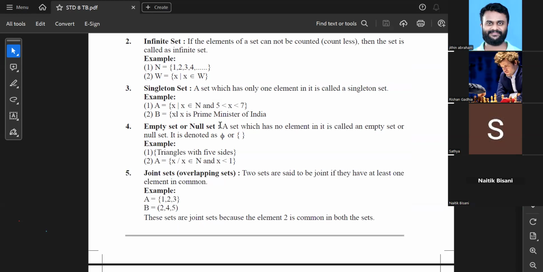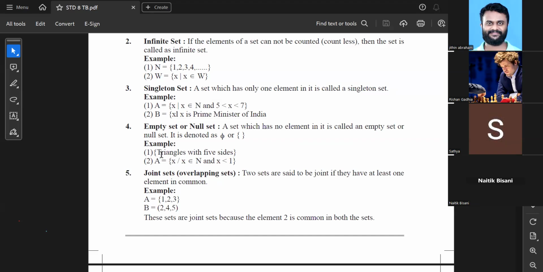Empty set or null set. Empty, null, both mean zero, nothing. So a set having nothing is called an empty set or null set. It is generally denoted with the help of this particular symbol. It is called phi. The symbol's name is phi.